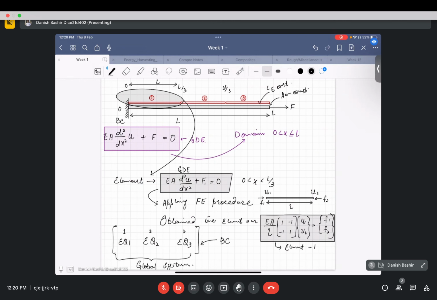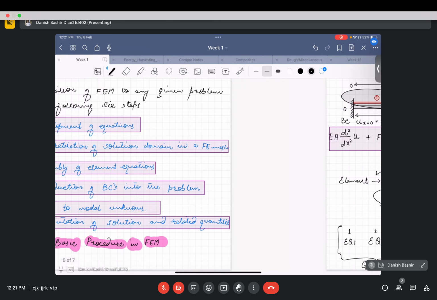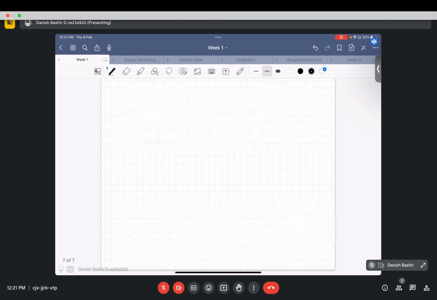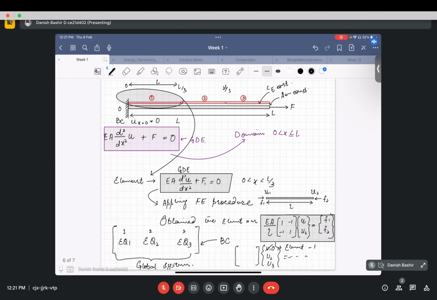The boundary condition here is that u at x equal to 0 is equal to 0. So we will have a global system with a matrix like this, then u1, u2, u3 equal to something. We have to incorporate u1 equal to 0 here. That is the incorporation of the boundary condition. Once we import all the boundary conditions, we will get the values of the nodal quantities. Remember, the nodal quantities u1, u2 are the unknowns there.